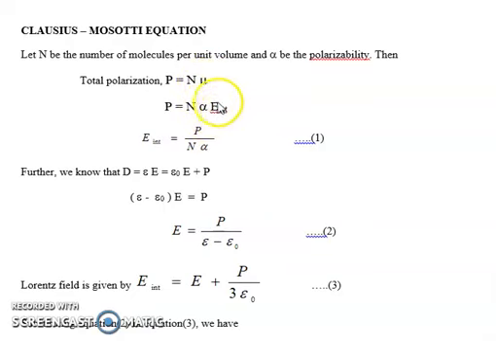But since the electric field acting at any point inside the dielectric is going to be given as E int, instead of E we have to put E int. So we have P is equal to N mu, and the expression for mu is alpha E int. So instead of mu, you write alpha E int. From here you write E int is P by N alpha.